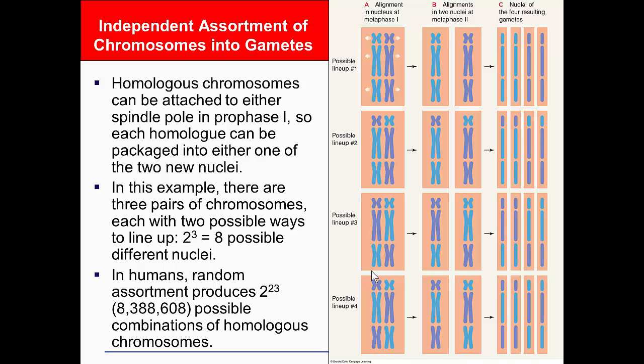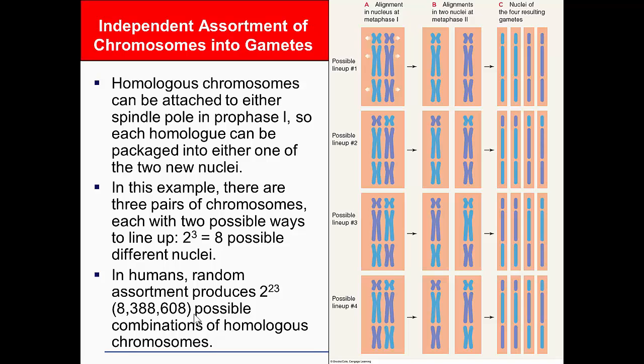And so in a cell like this, where there's 6 chromosomes to start with, so there's 3 pairs of chromosomes, each with 2 possible ways to line up. So this gives us 2 to the 3rd, or 8 possible different nuclei in the end, if we count these. But in humans, because we have 23 pairs of chromosomes instead of 3 pairs of chromosomes, then that means we have 2 to the 23rd possible combinations of homologous chromosomes. Right? So that ends up with this huge number of different possibilities of paternal and maternal chromosomes ending up in a single gamete from a single individual.